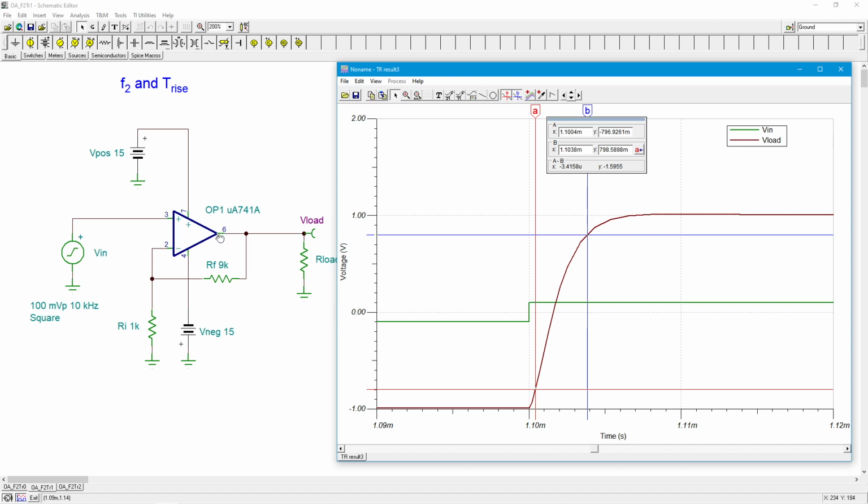which is exactly what we expect from the 741, right? We said it's a 1 megahertz device, gain of 10. So it should be sitting right around 100 kilohertz. That looks great. All right. Very, very happy with that.